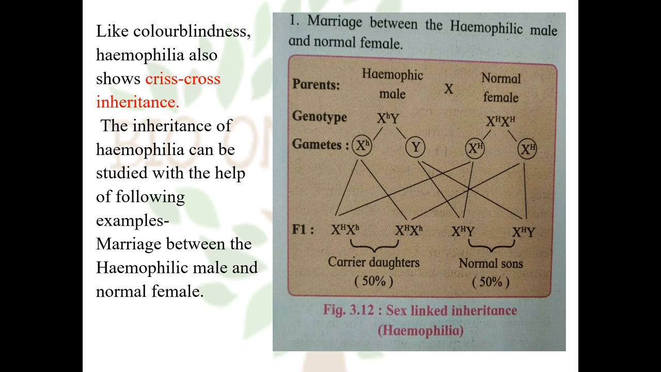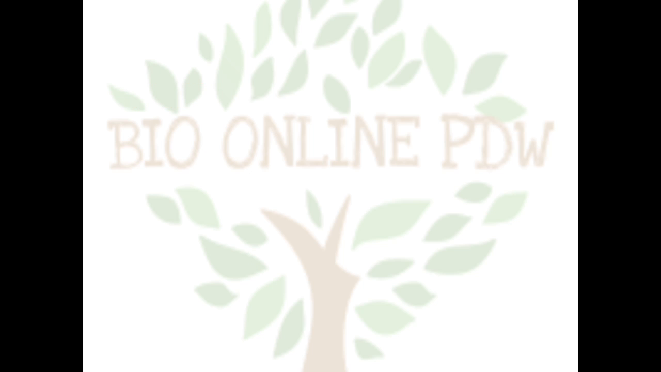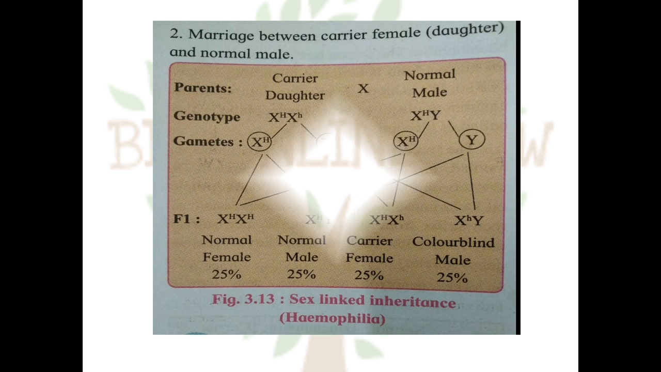Then the Y gamete from the haemophilic male, when it fuses with the gamete from the normal female, X^H, produces a normal son. Again the same Y gamete, when it fuses with the other gamete from the normal female, X^H, produces a normal son. So the carrier daughters and normal sons are produced 50-50 percent.